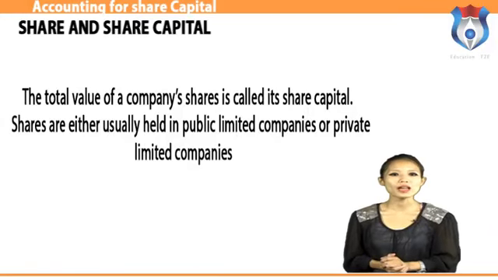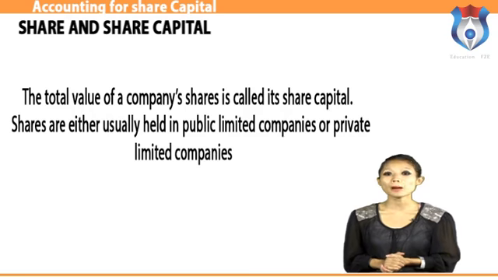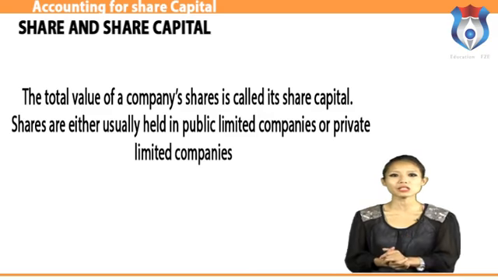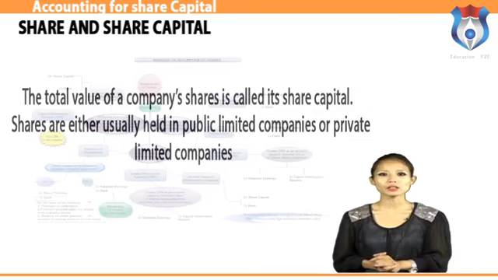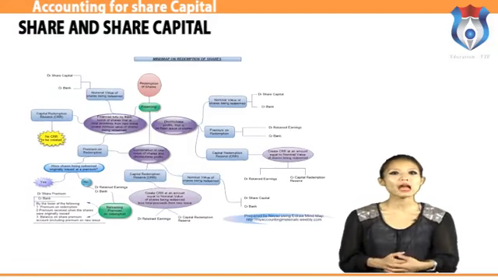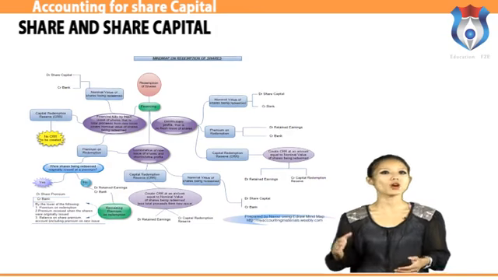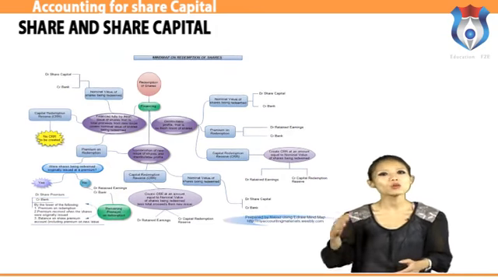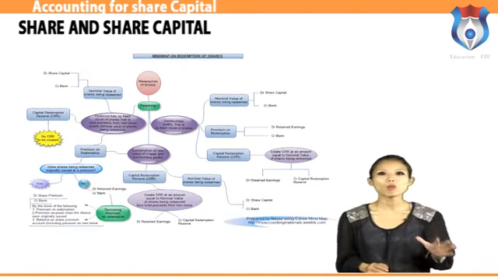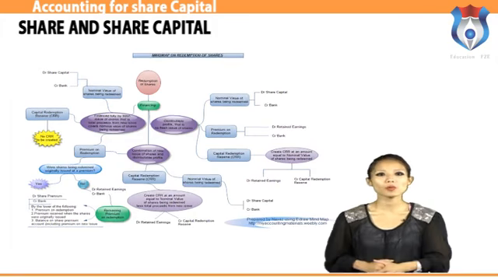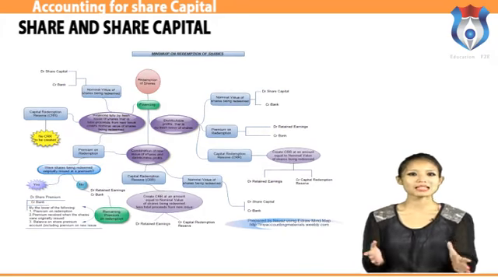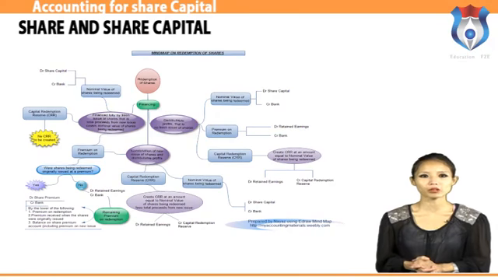Let us learn what is share and share capital. The total value of a company's share is called its share capital. Shares are usually held in public limited companies or private limited companies. These shares give a member certain rights. For example, they may give a right to a dividend and voting rights within the company. The nature of those rights depends on the class of share and what has been specified in the Articles of Association. A minimum of one share must be issued at incorporation, and a company can alter the value of the share capital, issue further shares and cancel shares, although the latter can be difficult.